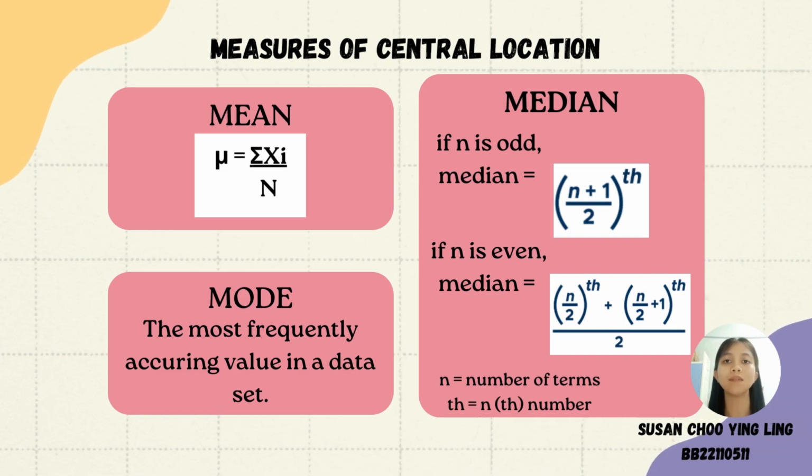The median is another measure of central location that is not affected by outliers. When the data are arranged in ascending order, the median is the middle value if the number of observations is odd, or the average of the two middle values if the number of observations is even. Symbolically, the formula for the median can be written as in the slide of the presentation. The mode is another measure of central location, which is the most frequently occurring value in a data set.